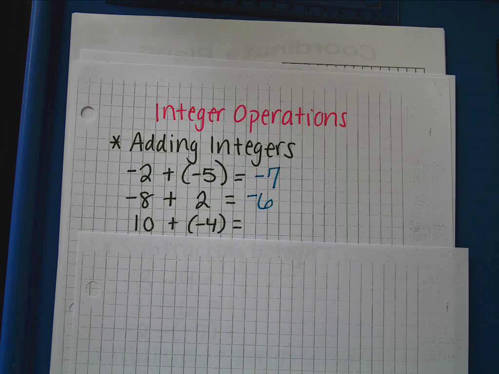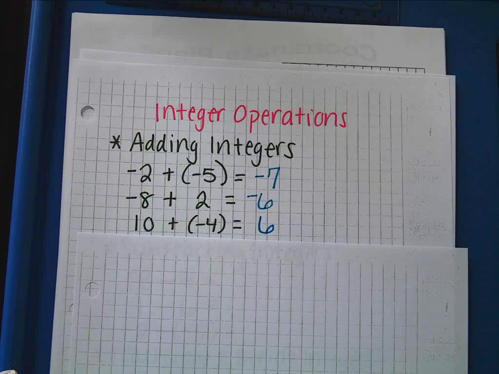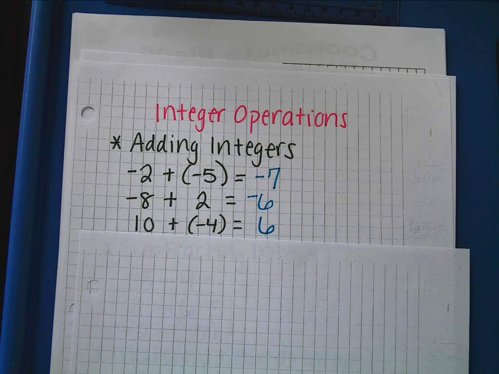Positive 10 plus -4. One's positive, one's negative. So we subtract 6 again. And the positive number is bigger, so our answer is positive.